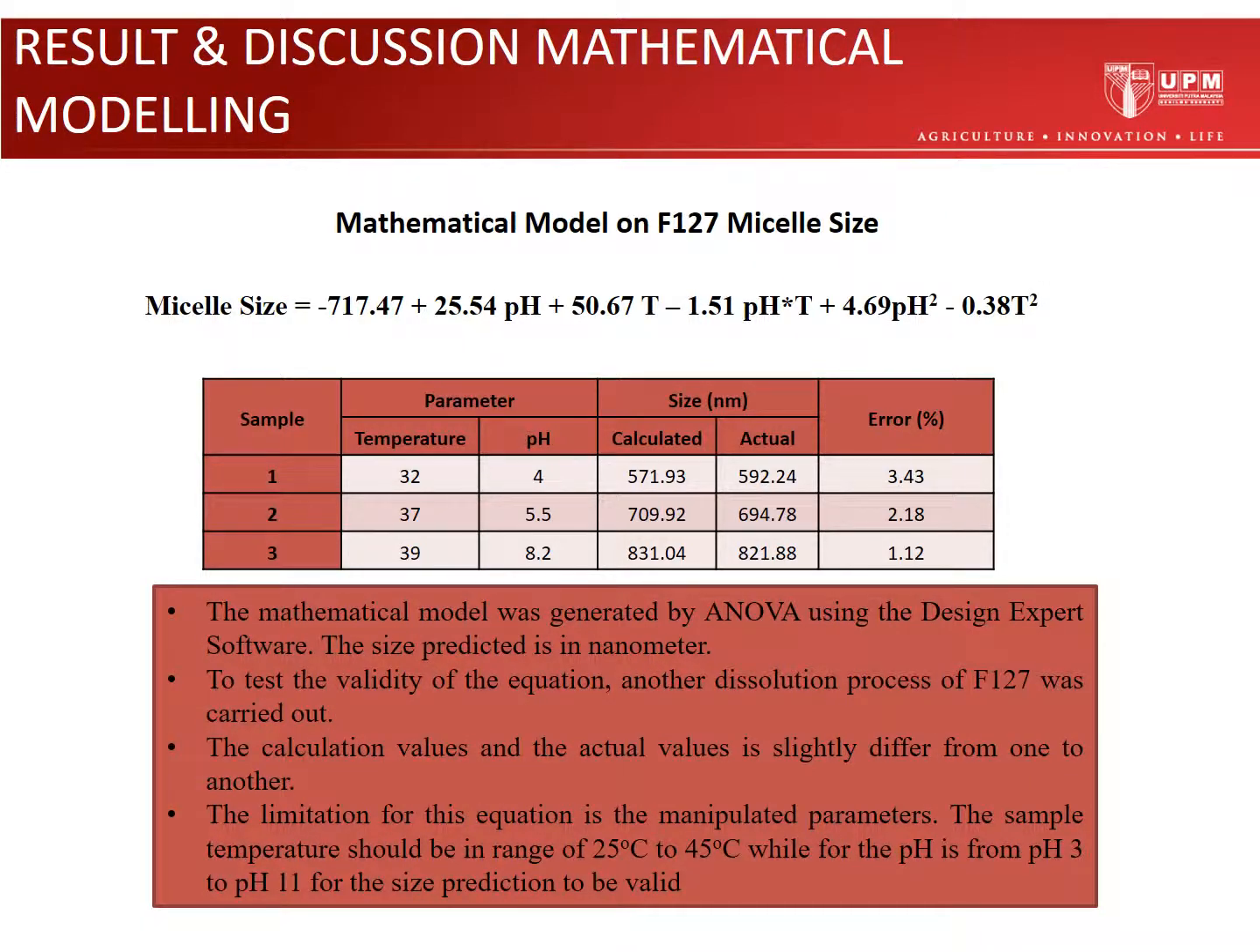So this is the mathematical model of F127 micelle size. We only incorporated two parameters, which are pH and temperature. The model was generated by ANOVA using Design Expert software, and the predicted size is on the nanometer scale. To validate the equation, we ran another test, and these are the results. The limitation for this equation is that the sample should be in the range of 25 degrees C to 45 degrees C. Meanwhile, the pH needs to remain between pH 3 and pH 11 for the prediction to be very accurate.